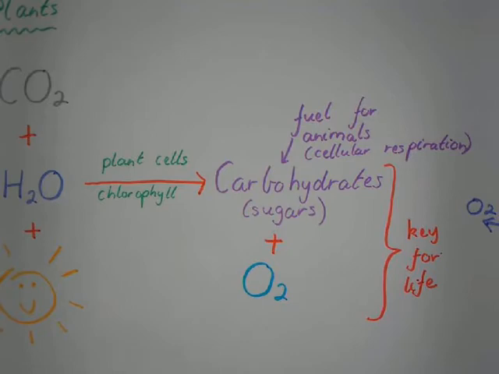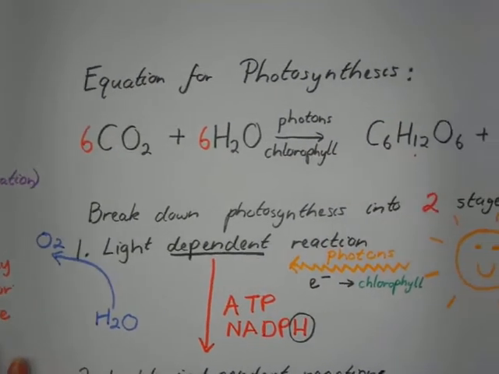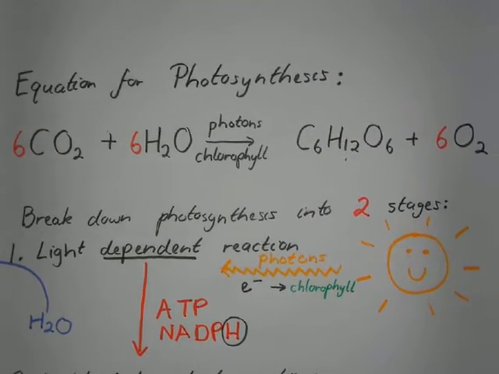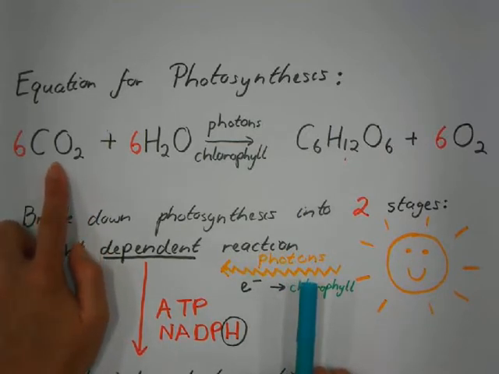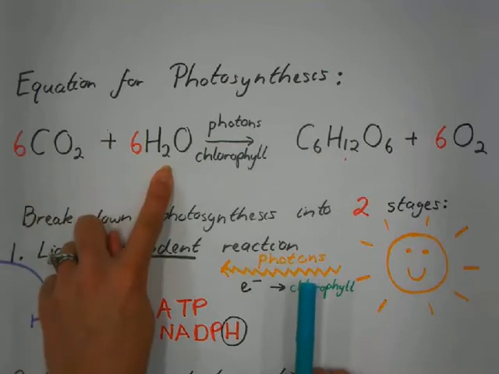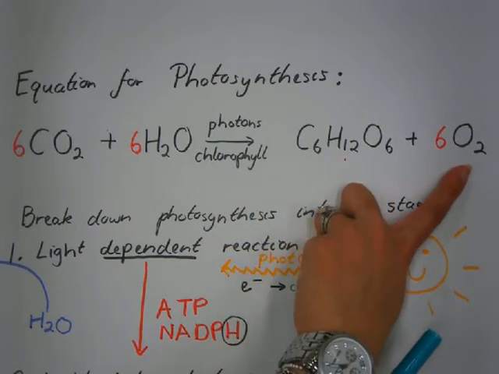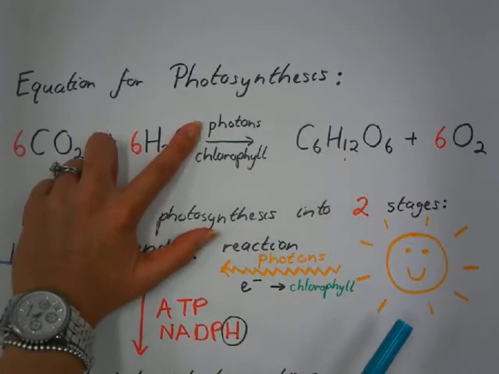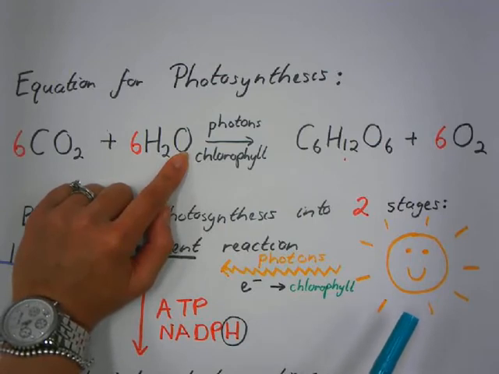So let's discuss the equation for photosynthesis. So if we just look at the inputs, we know that photosynthesis needs carbon dioxide and water. And it will convert this into glucose, which is C6H12O6, and oxygen. Now it needs photons, remember, from sunlight, and chlorophyll, which is the green pigment inside plant leaves.